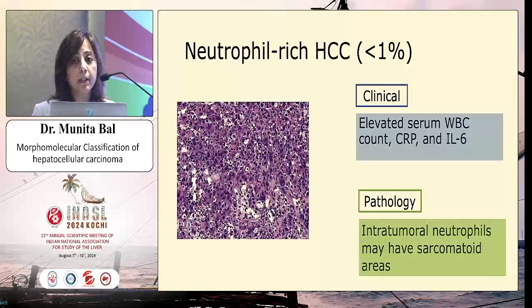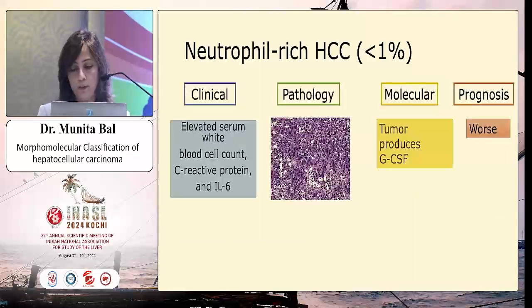Another bad subtype is the neutrophil-rich hepatocellular carcinoma. On clinical investigations you will find these are associated with high TLCs, WBC counts are high, CRP is high, it has an inflamed phenotype. The liver biopsy shows the tumor has a lot of intratumoral neutrophils. This is a tumor which produces GCSF and is associated with a worse prognosis.